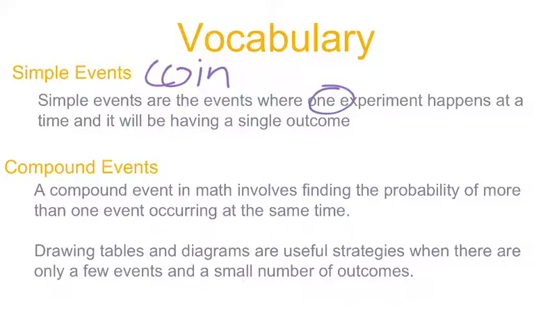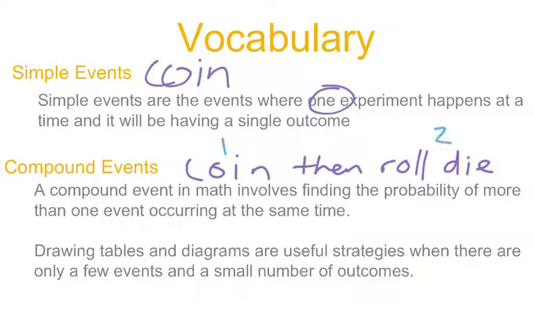A compound event is an event in math that involves finding the probability of more than one event occurring at the same time. So a compound event, which we're going to focus on a little bit more today, is if I were to flip my coin and then roll a dice, right? If I were to roll a die that had 6 sides, right? I'm doing two things. So I have one experiment happening and then I have a second thing, but I want to know what's the probability of them both happening combined. So that's a compound event.